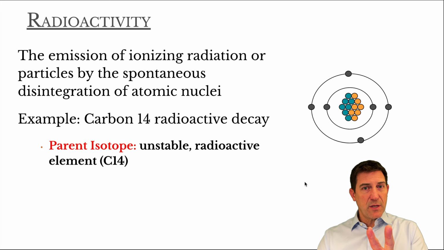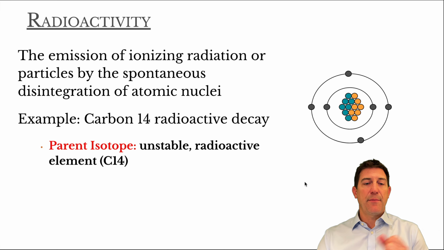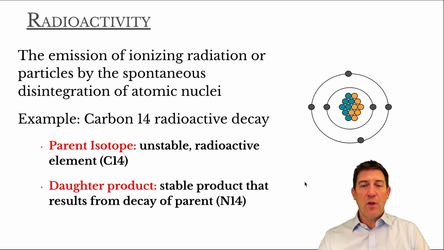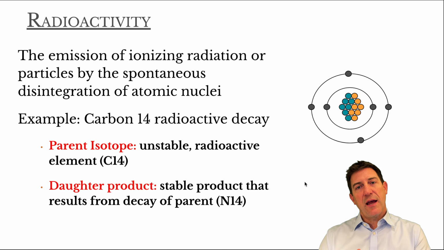Two more key terms that you need to know is parent isotope. There are lots of radioactive elements, all right? And when they start off, the one that we're examining, we'll call that the parent isotope. We're going to use carbon-14 as our example. And then eventually, if it loses its radiation and becomes stable, that's called the daughter product. In our case, that's going to be nitrogen-14. Carbon-14 is going to end up as nitrogen-14, and then it's going to be perfectly happy and stable.